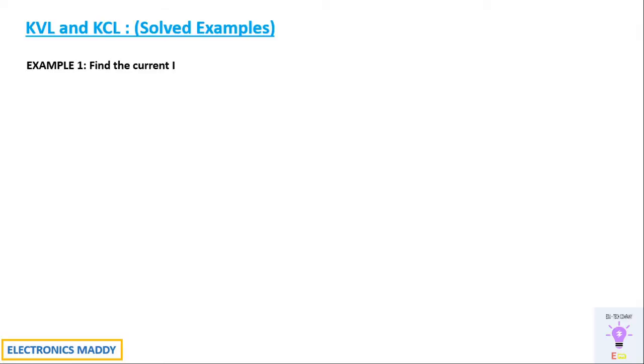So our first problem is to find the value of current I for this given network. Whenever you're given a network with the direction of current I indicated, we are not supposed to change anything with respect to the given directions. So be very careful with this step.